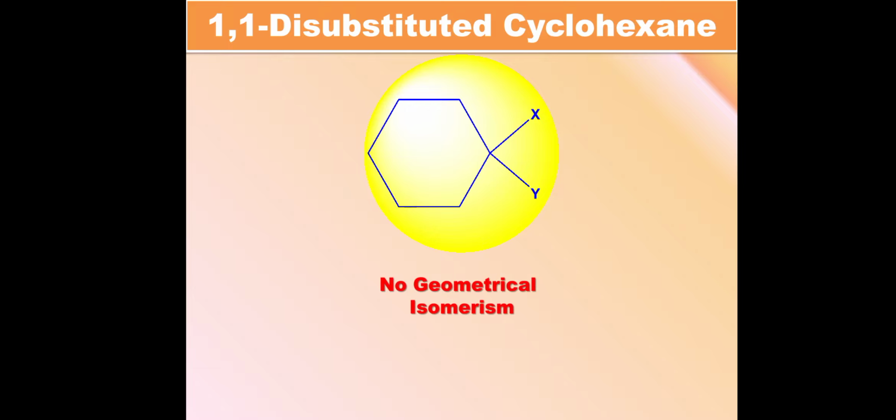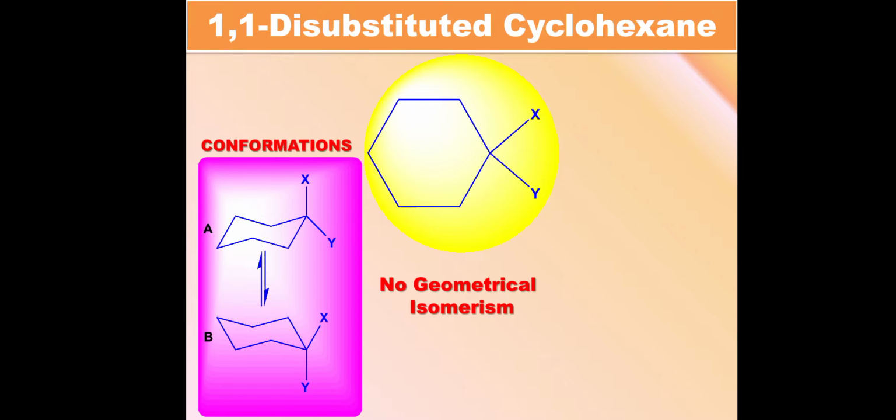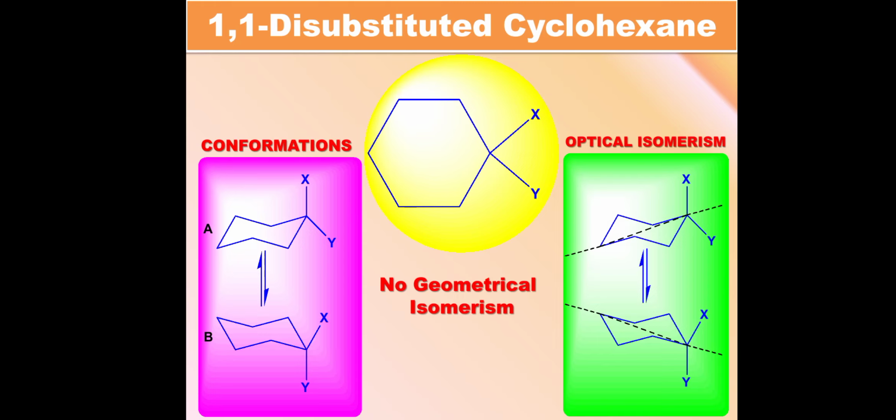First we will look at the 1,1 disubstituted cyclohexane. So here X and Y are the substituents placed at carbon number 1 position. Because of that, it doesn't have any geometrical isomerism because both the substituents are on the same carbon. We can have two different conformations as we have already seen, and if you look at the optical activity of this 1,1 disubstituted cyclohexane, there is a plane of symmetry passing through carbon number 1 and carbon number 4, and therefore that molecule becomes optically inactive.